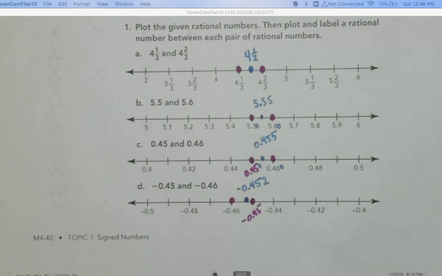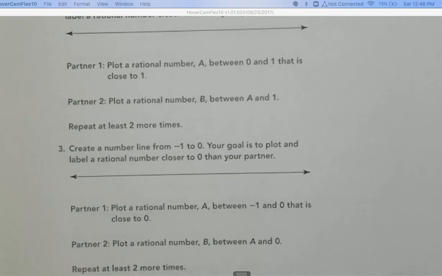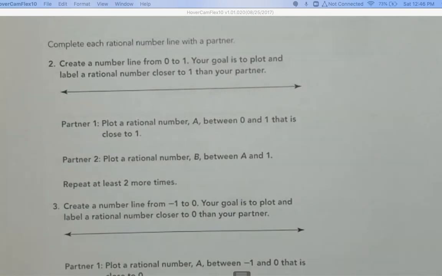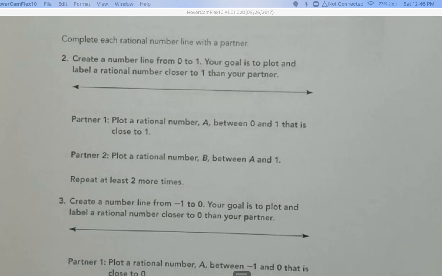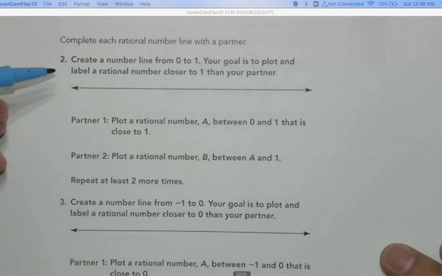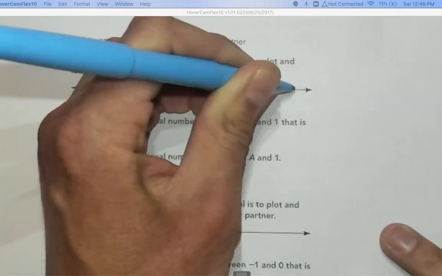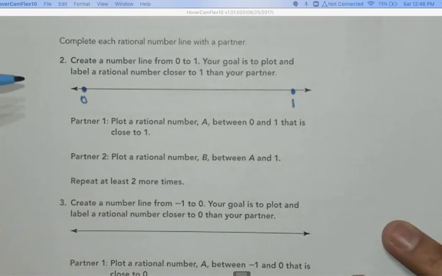Now, I've invited young Mrs. Lewandowski to join me because on this page, we have a situation where we're trying to do the same kind of thing, but we're kind of going back and forth here. So create a number line from 0 to 1. So I'm going to create a number line from 0 to 1 right there. Your goal is to plot and label a rational number closer to 1 than your partner.